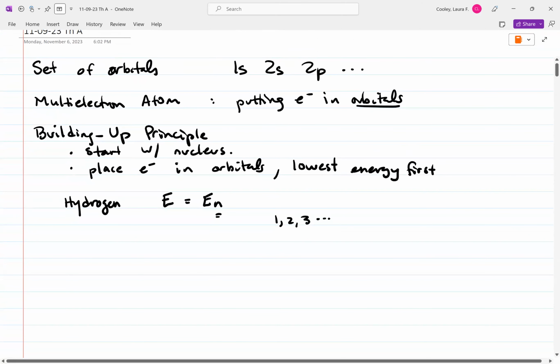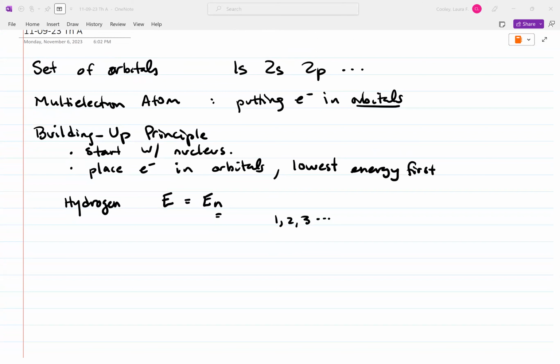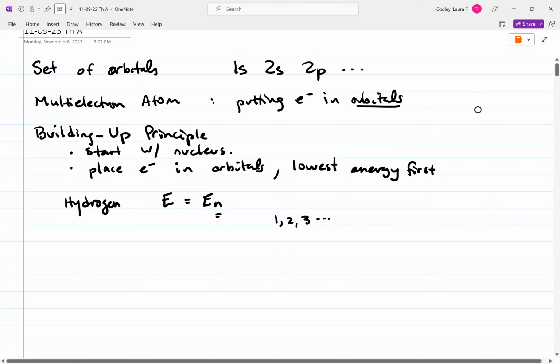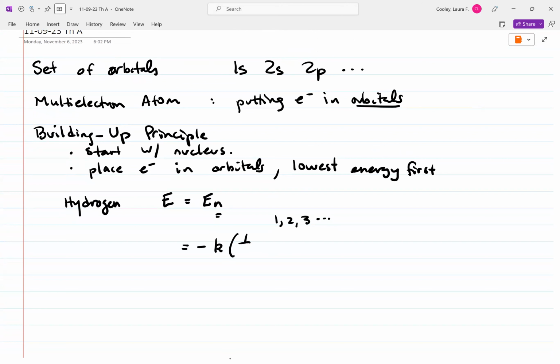in the lowest energy orbital possible. So we know for hydrogen that the energies only depend on n. In fact, we even have an equation for it. Remember, it's minus k times 1 over n squared. But that is not the case for multi-electron atoms. It's more complicated than that, of course.